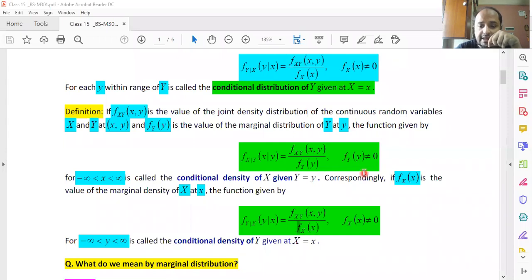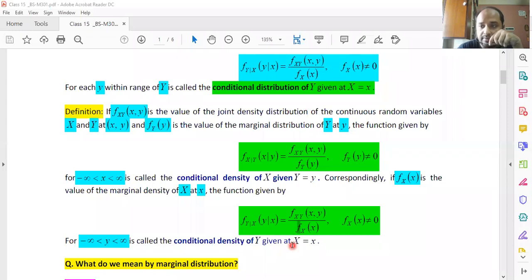Now in conditional density, in both these cases, two things actually appeared. One is the marginal density of capital Y, and the other is the marginal density of capital X. Now, what do we mean by marginal densities?